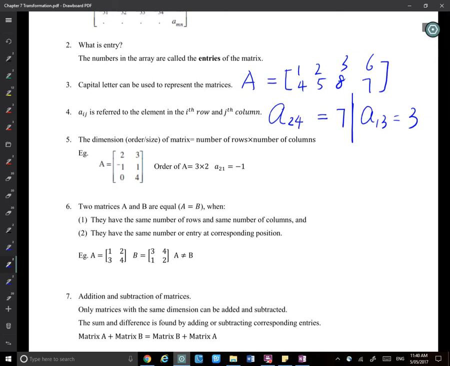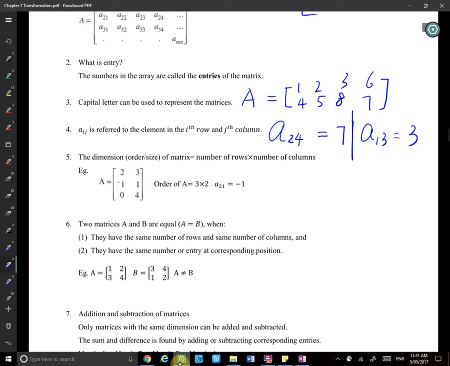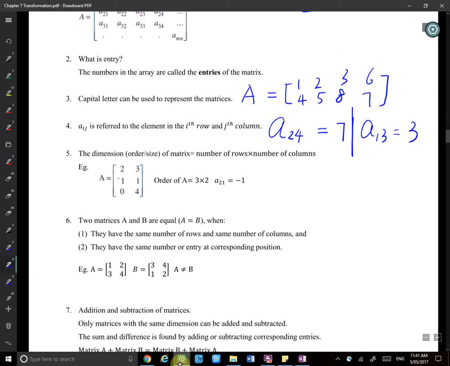The dimension, or size, of the matrix. What is the dimension of a matrix? Dimension is how large it is. It's the number of rows times the number of columns. So the dimension of A here is 2 times 4: there are 2 rows and 4 columns. You won't evaluate this as 8. You just put this expression there.